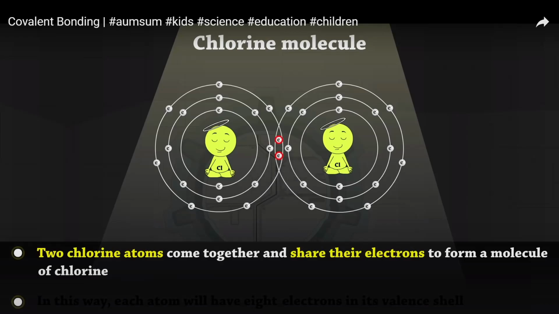So 2 chlorine atoms come together and share their electrons to form a molecule of chlorine. So you only get molecules when the bonds are covalent, when electrons are shared.